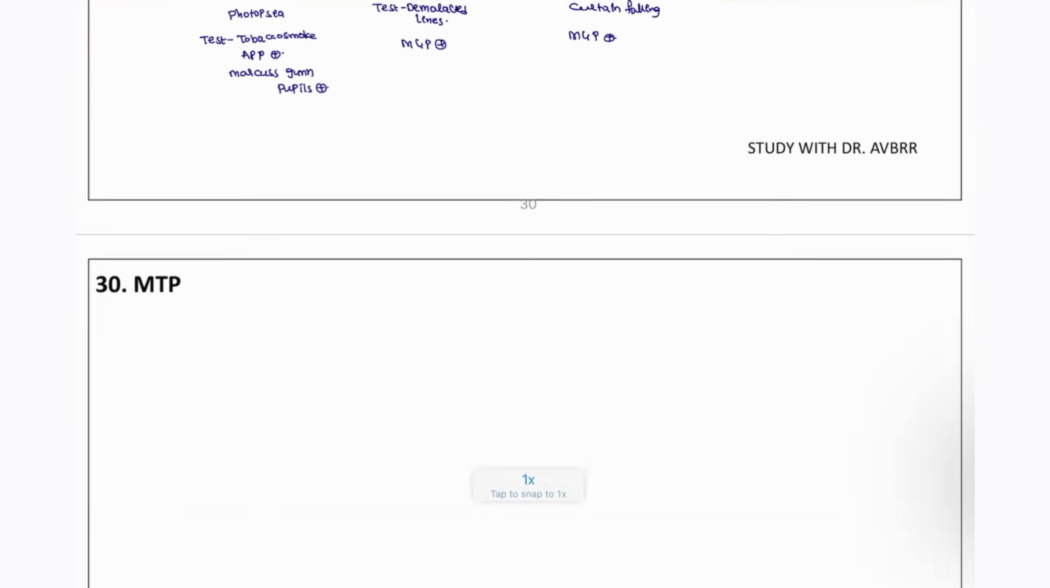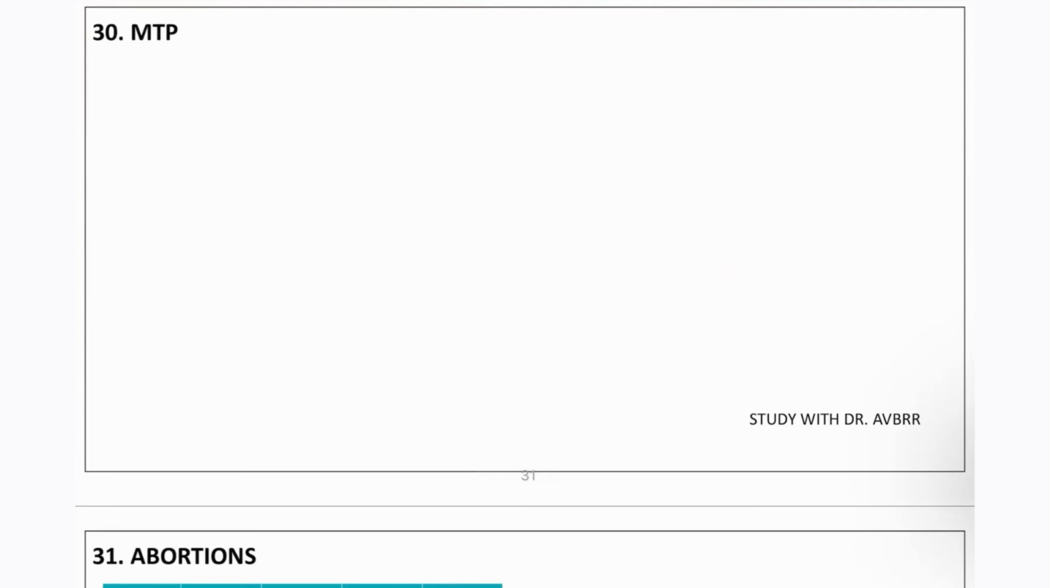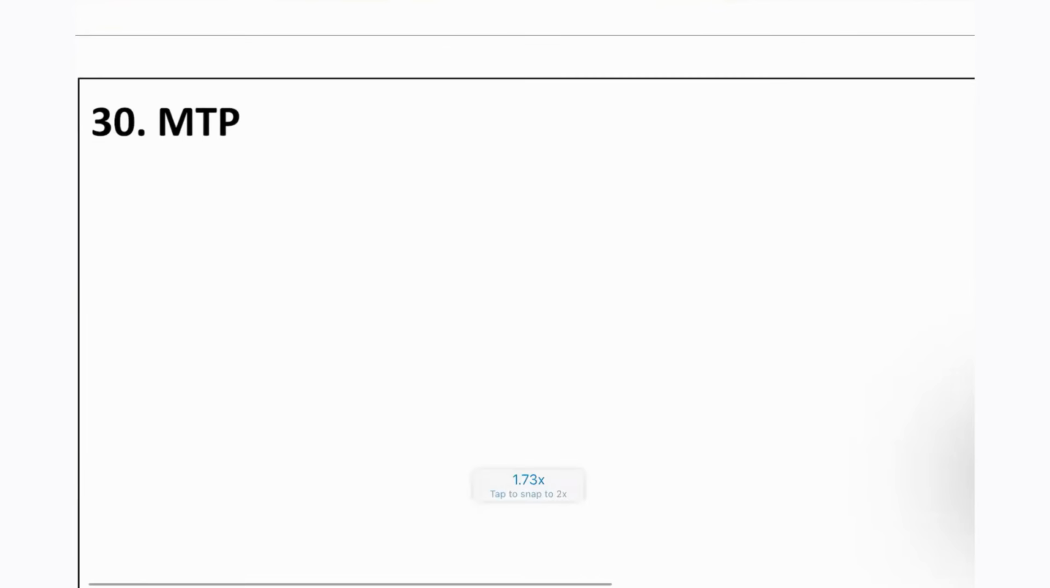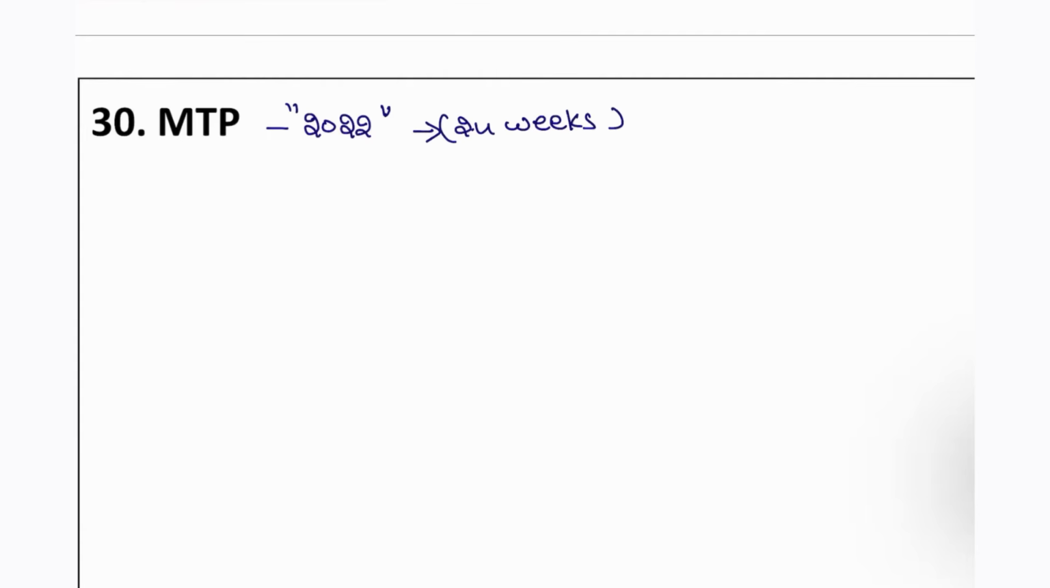Next, moving on to the MTP. The MTP is the most important part, I can say, in the examination of our FMG. Sorry guys, we are going to follow the new amendment released by our central government, the 2022 amendment. The 2022 amendment says that abortion can be done up to 24 weeks. Medical abortion can be done for this patient. But what is the procedure behind this?